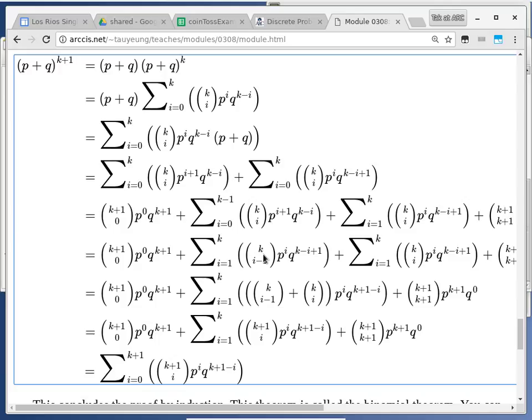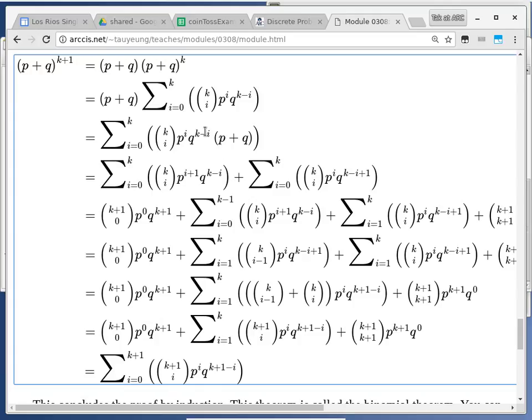Yep. Details. Well, we got time to look at the details. We got 2 minutes. So let's take a look at the details here. What did I do to go from here to here? From here to here. Yep, exactly. So p plus q does not depend on k. I just multiply it to the terms inside the summation itself.